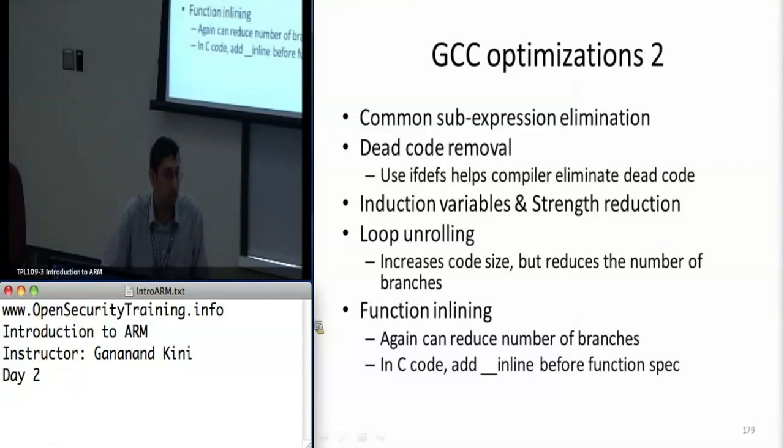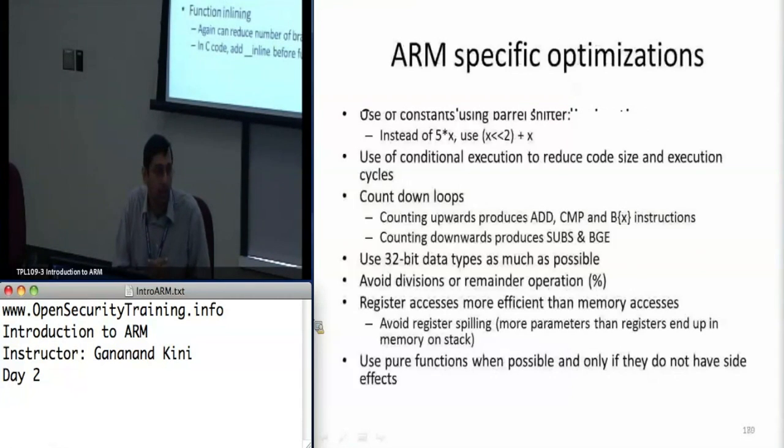Another one is function inlining. If you're probably already familiar with inline functions, it replaces whatever function call you make in the code with the actual contents of the function, in line with the rest of the code. This reduces the number of branches because it doesn't have to branch to the function and then come back. And it helps the branch predictor, sort of.